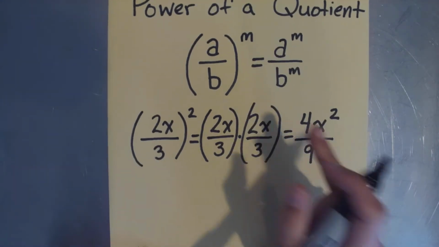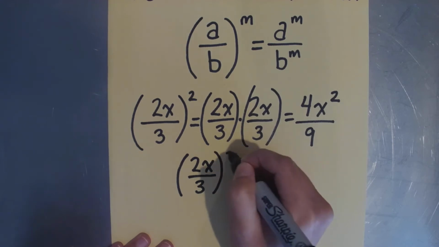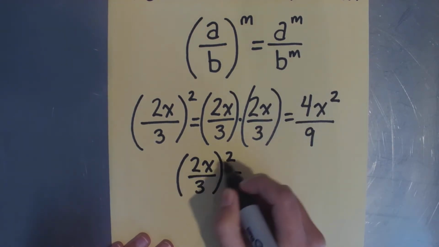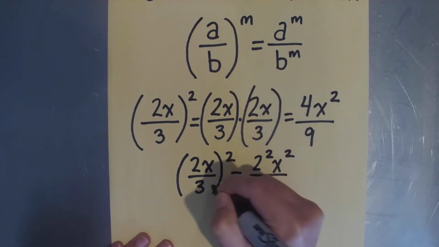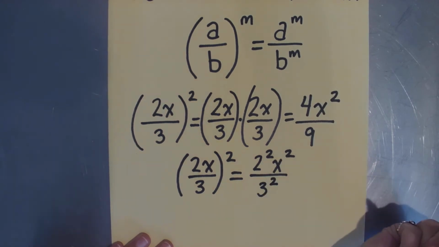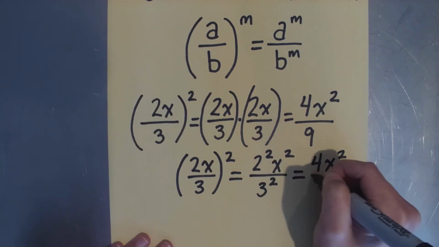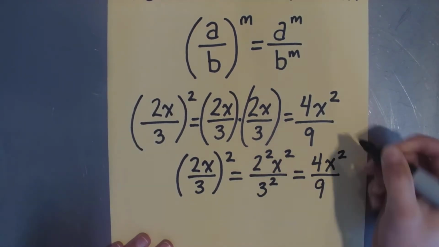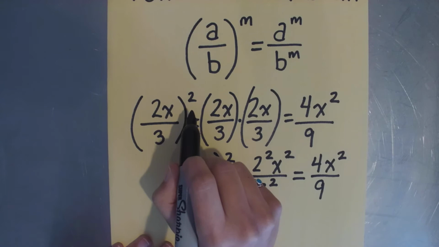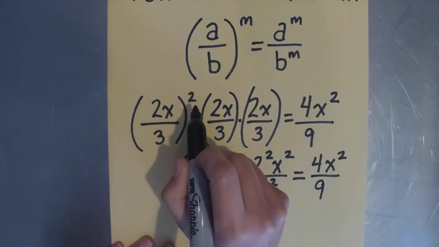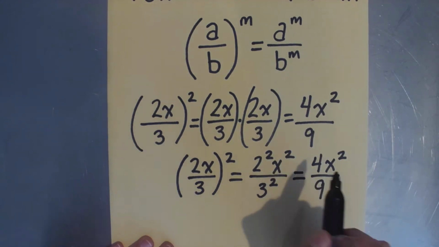So with this rule, knowing our power of a quotient, when I have 2x over 3 squared, I can rewrite it as 2 squared x squared over 3 squared. So this would be 2 times 2 is 4, x squared over 3 times 3 is 9. So we get the same answer, but this is more of a shortcut. Instead of multiplying this twice, this exponent can be up to 20 or something. So with this shortcut, instead of multiplying all across, we can figure out things much more quickly.